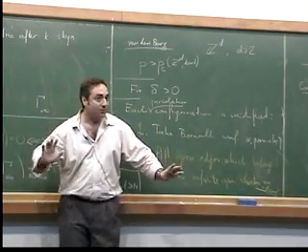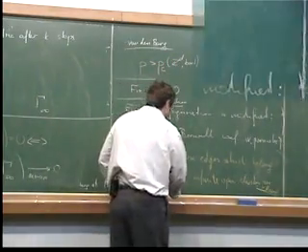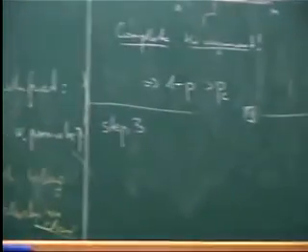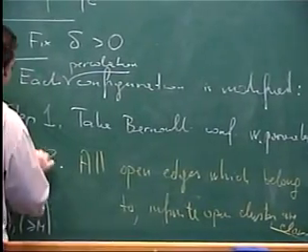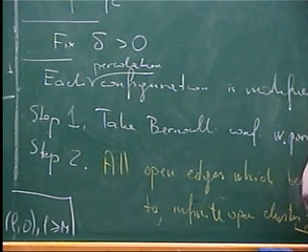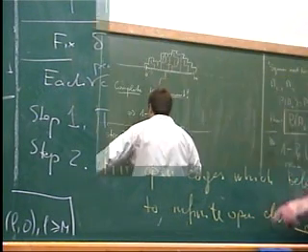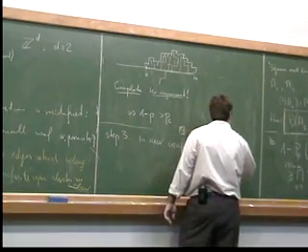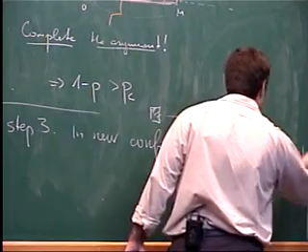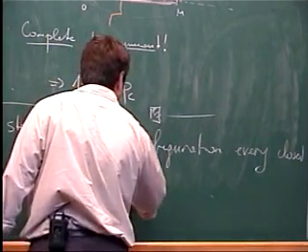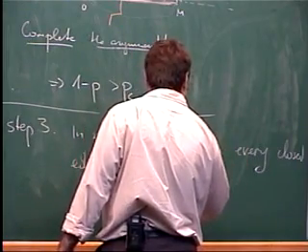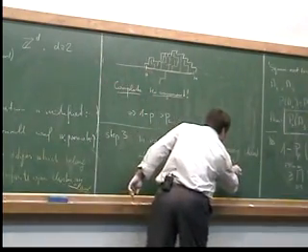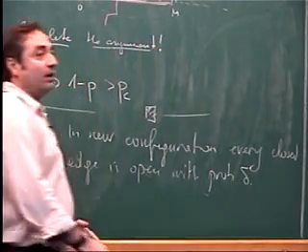Okay? Now, when this is done, there is a third step. Let me put this as step 1, step 2, step 3. Now, in the new configuration after this update, every closed edge is open with probability delta. You give an extra chance, with this probability delta. So now again you got a new configuration.